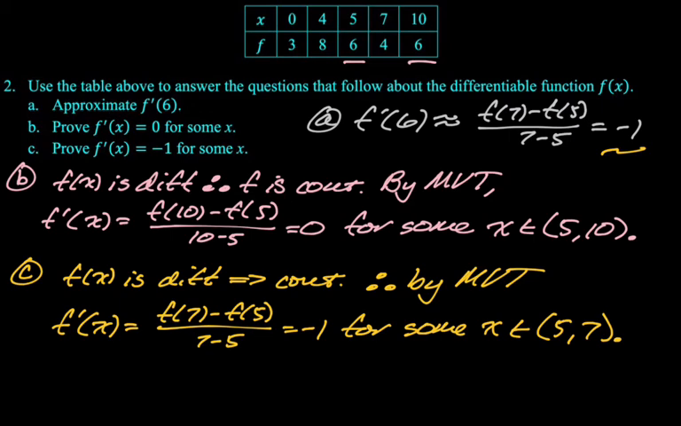Therefore, by the mean value theorem, f prime of x is f of 7 minus f of 5 over 7 minus 5, which is negative 1, for some x between 5 and 7. So, between 5 and 7. Sorry, I got confused with the previous part.